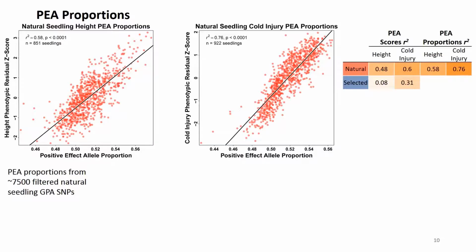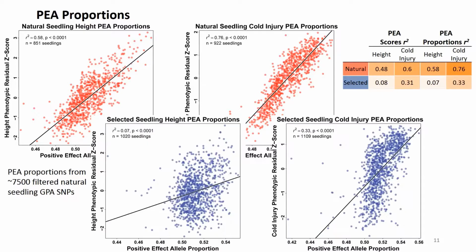And from these PEA proportions, using genotype-phenotype associations of natural seedlings, I can explain more variation than I did using PEA scores alone. And so these are strong relationships, and they are potentially useful in the future. However, like the PEA scores, they don't translate well to the equivalent selected seedling populations.